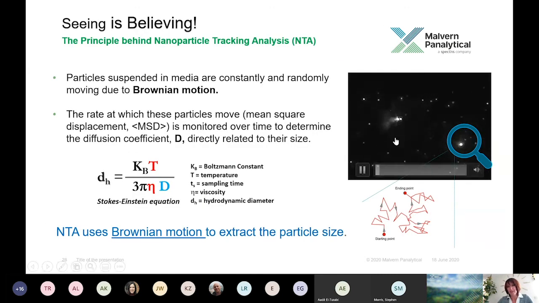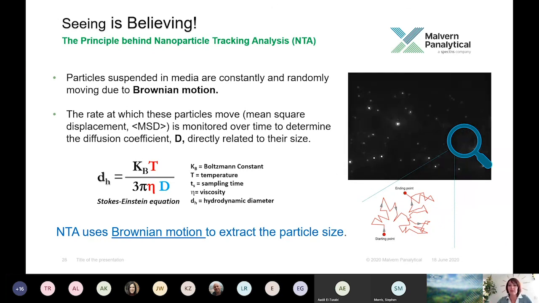So this, I hope, is playing now and you can see it. This is a typical image that you're obtaining from your NanoSight system. What you're actually seeing at the moment are the points of scattered light that come from the particles moving under Brownian motion. So that's our visual confirmation.